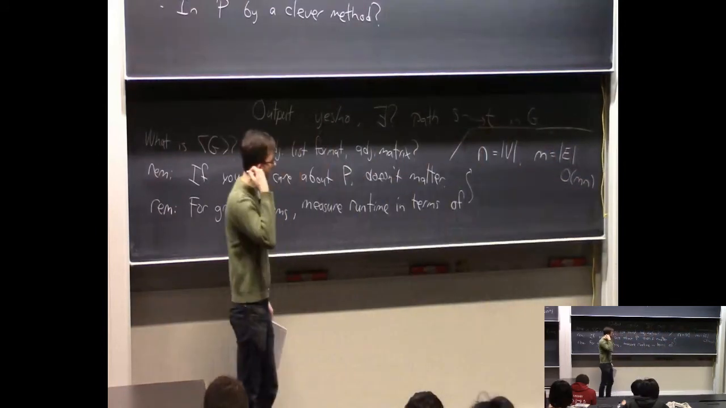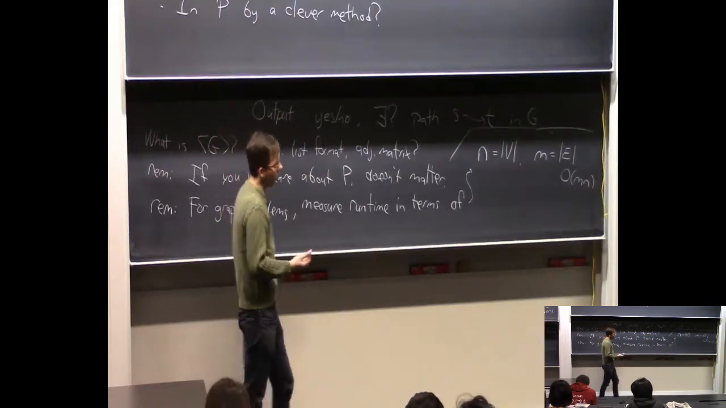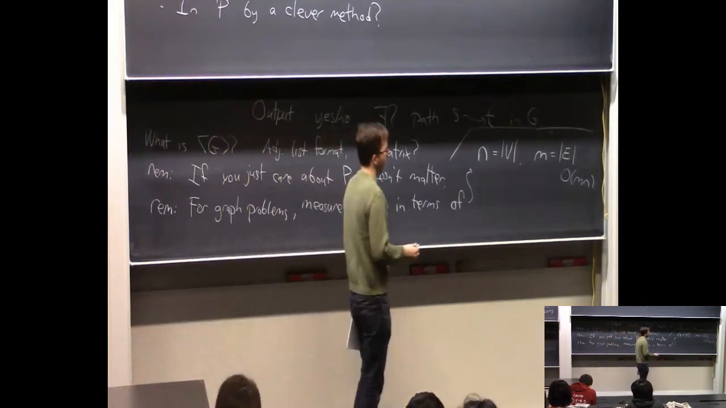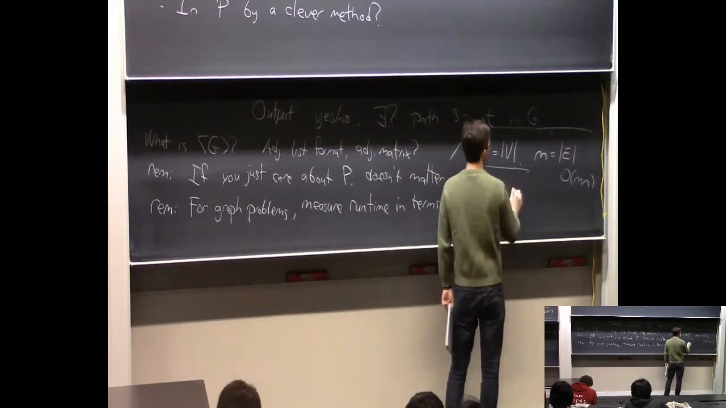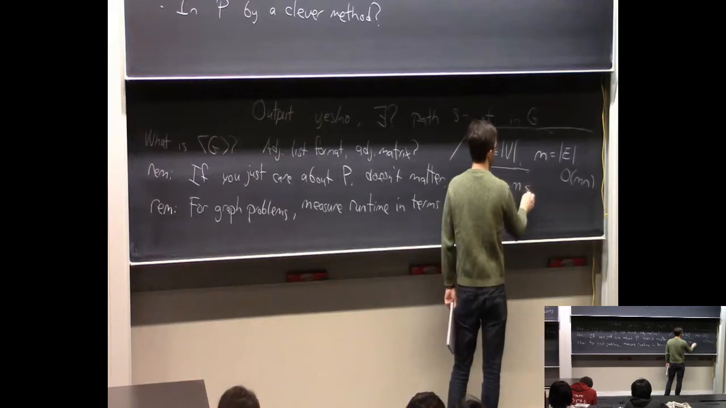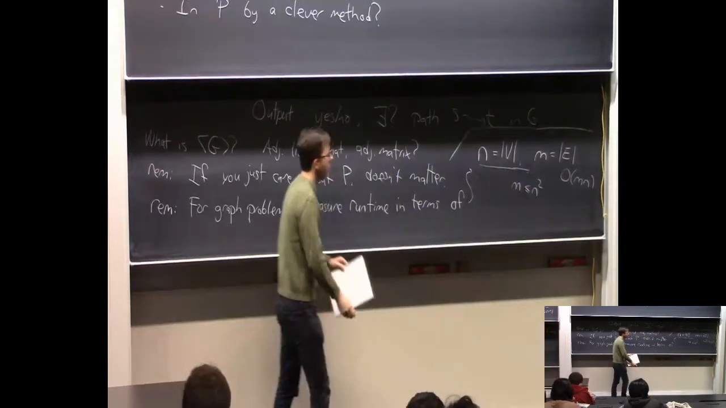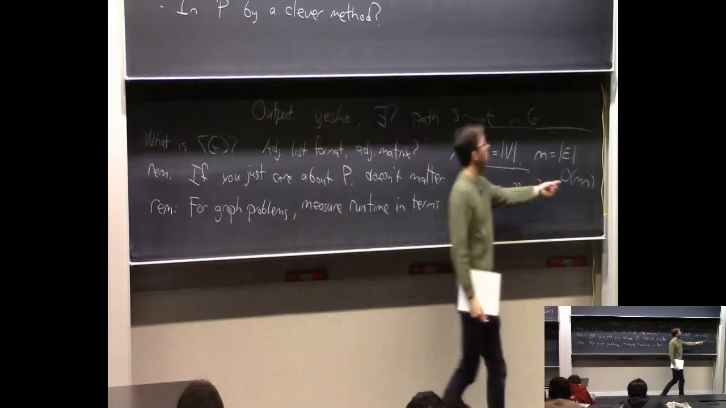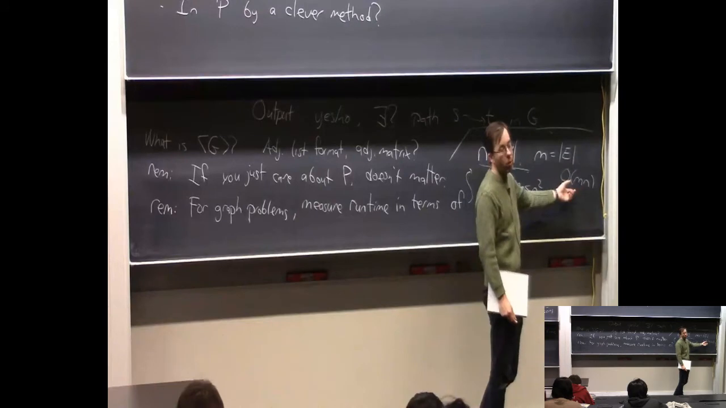Now, one thing to say first of all, because that's quite helpful to know, we always have that the number of edges is at most n squared. So if you have a running time that depends on m, you could always replace it by n if you want. So this would be order n cubed.